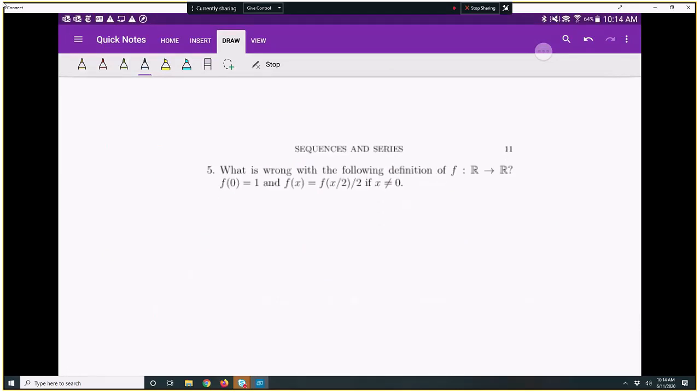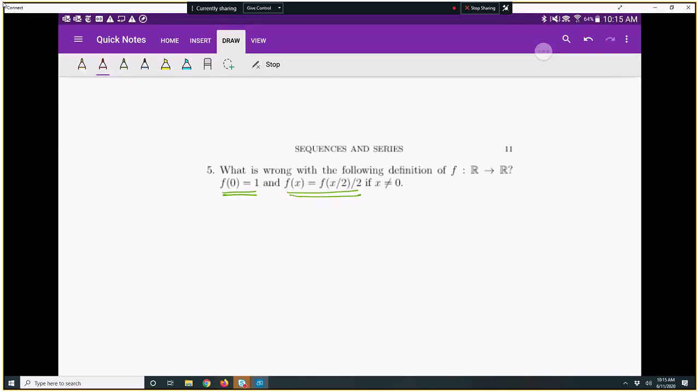Now finally we have: what is wrong with the following definition of a function f from the real numbers to the real numbers. So we have f of 0 equals 1, and we have f of x equals f of x divided by 2 if x is not equal to 0. So we have this first term, this expressly defined first term, and then this recursively defined term for all of the other terms. And the problem is asking us what is wrong with the definition.